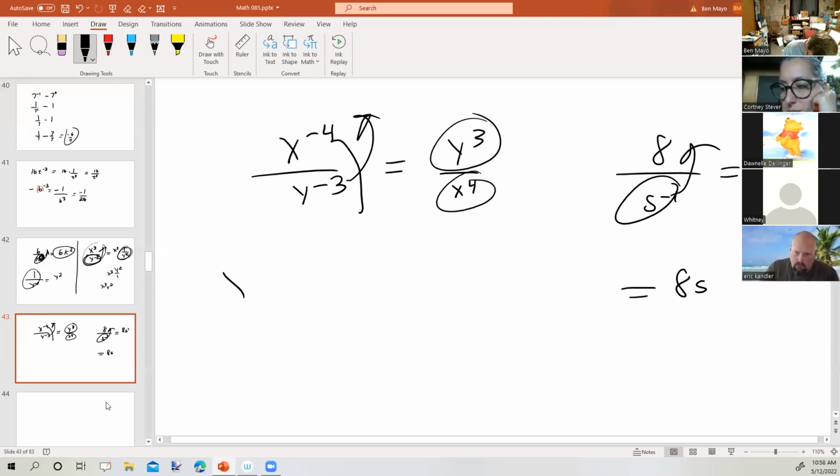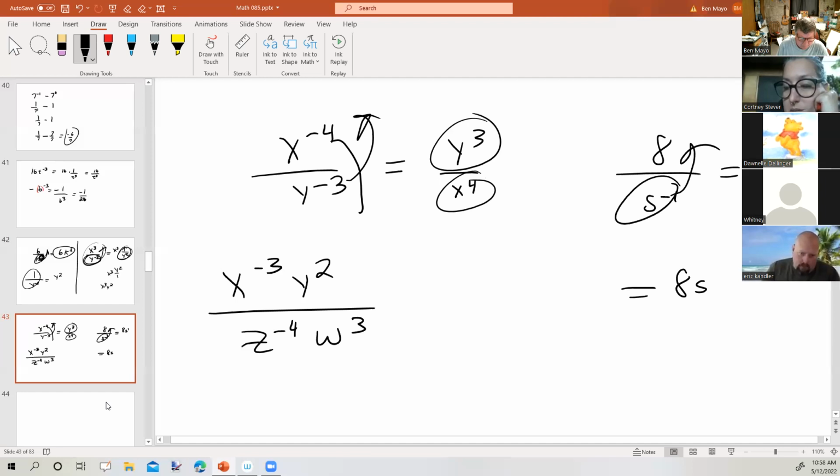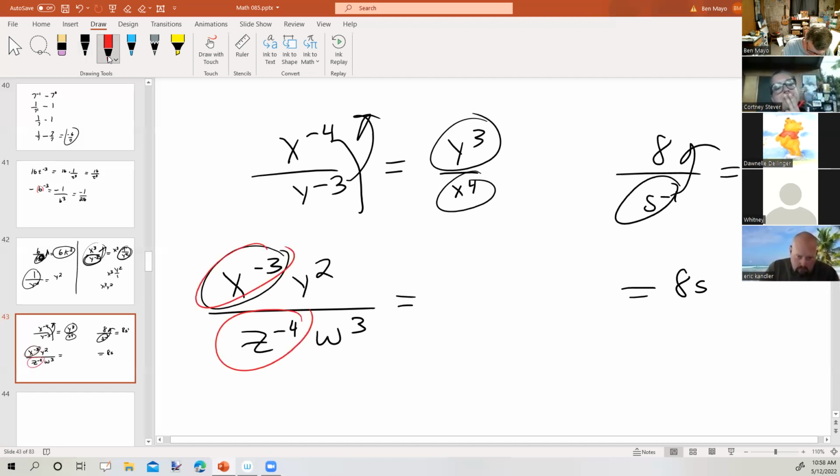What if I had this, x to the negative 3 y squared over z to the negative 4th w cubed? I don't have any bases that are the same. They're all different. But I want to rewrite it with positive exponents only. So this has got to be moved, and this has got to be moved.